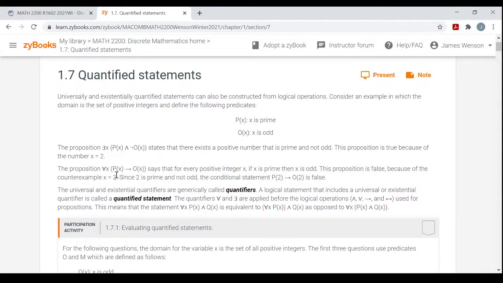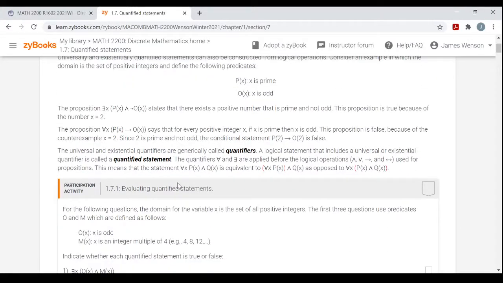A counterexample. To show that a for every statement, a universal statement, is false, you only need to find one example where the statement doesn't hold. Because 2 is prime, so it satisfies the hypothesis. The hypothesis would be true, but the conclusion would be false. 2 is not odd. Right? So remember, when the hypothesis is true and the conclusion is false in an implication, the implication is considered false.